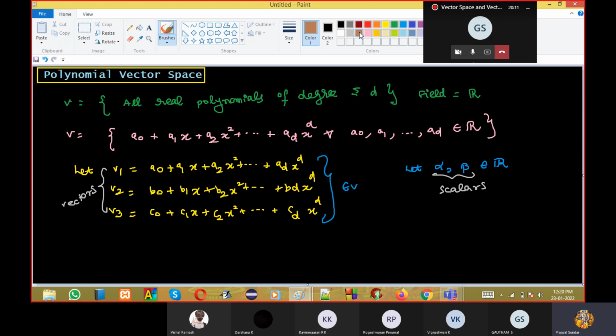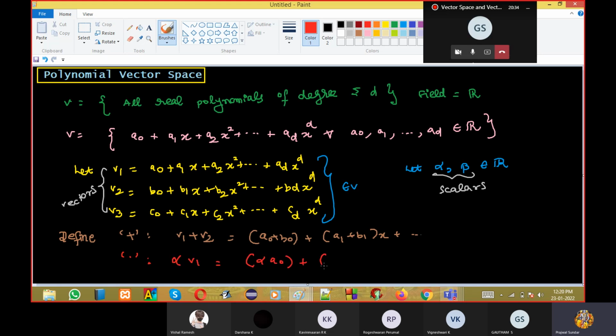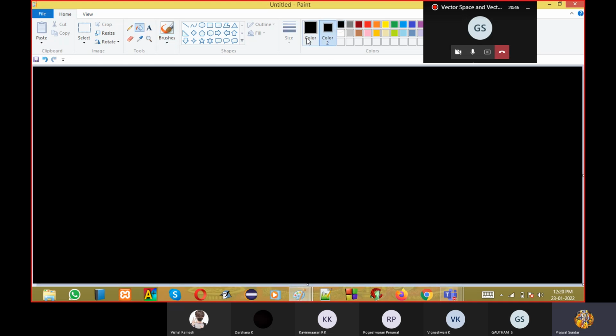So now I need to check each property. First I have to define addition and multiplication. I'm defining addition like this: v1 plus v2 will be, you're adding corresponding coefficients, a0 plus b0, plus a1 plus b1 x, like that. Then I'm defining multiplication as alpha into v1, where you are multiplying alpha into each term. Whenever you are talking about a vector space, first you define the two operations, plus and into, only then you can proceed. Now we will try to understand whether it's a vector space or not.